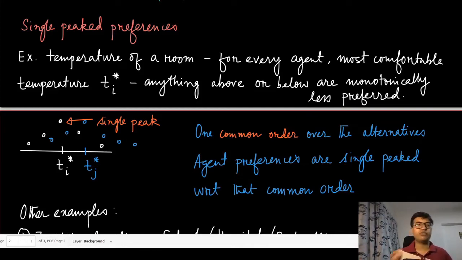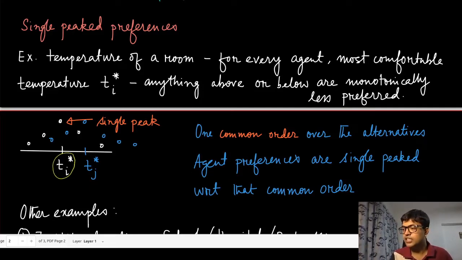From 25 to 26, you prefer it less, and you prefer it even less if it goes to 27 and beyond. So you can imagine that this Ti star is the most preferred temperature for this agent I, and as it goes down, it goes down in a monotone fashion, and similarly in the other direction. That brings us to this kind of preference, called the single peak. So you have exactly one peak which you prefer the most, and in both directions from that peak, your preference is going down.